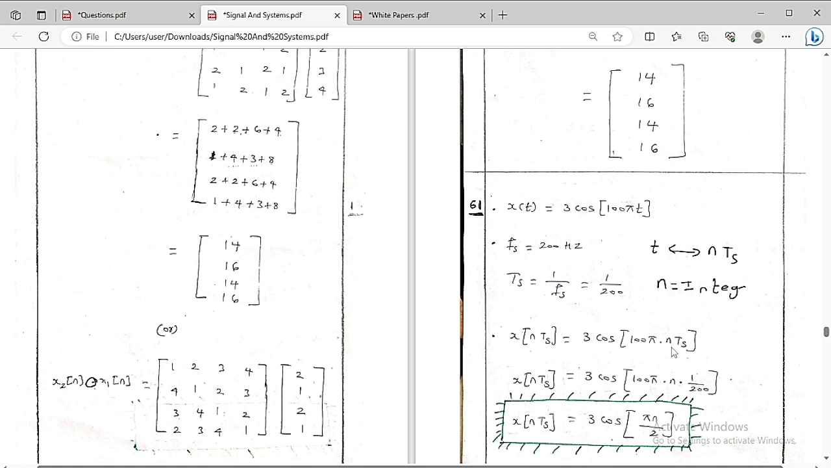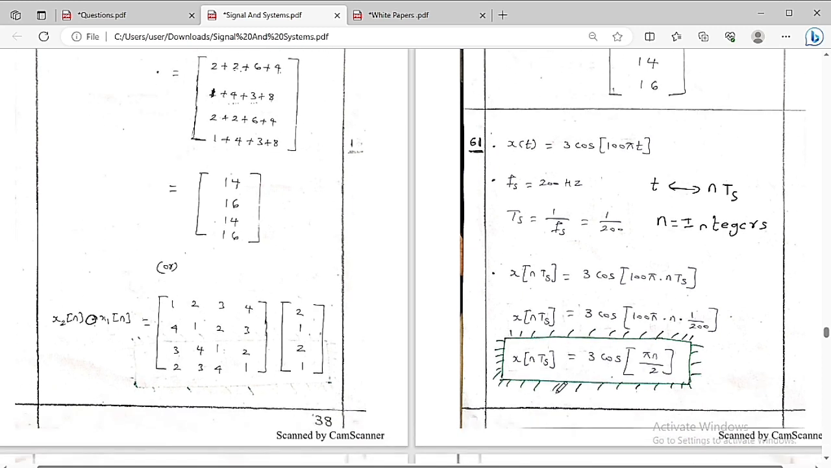Let me write the integers here. Then what is Ts here? Ts is equal to 1 by 200. So 1 by 200, the zeros cancel. We are going to get pi n by 2. So finally 3 into cos of pi n by 2. So this is the discrete time signal that we are going to get.